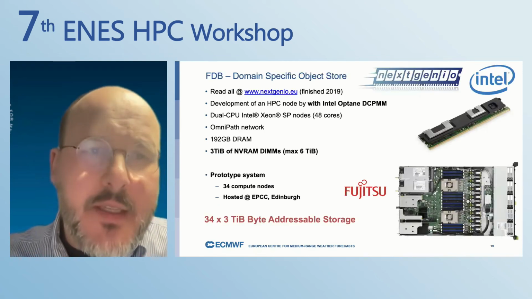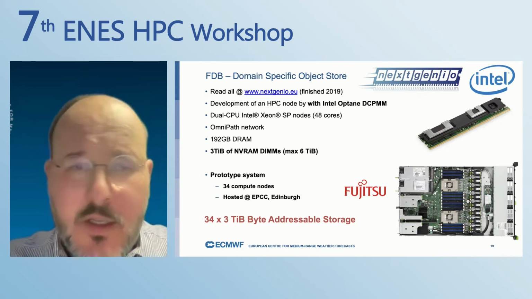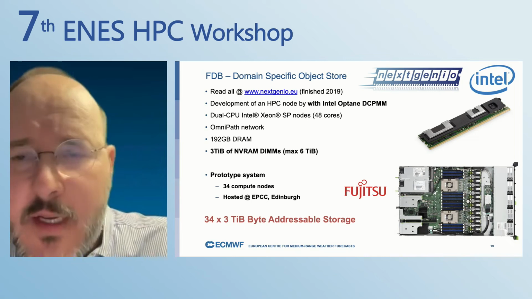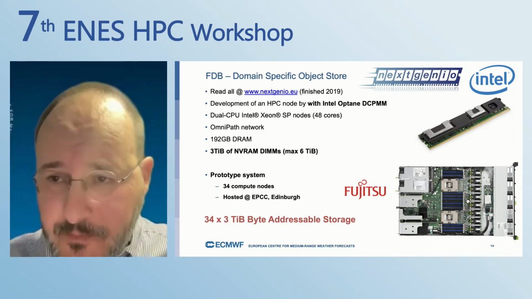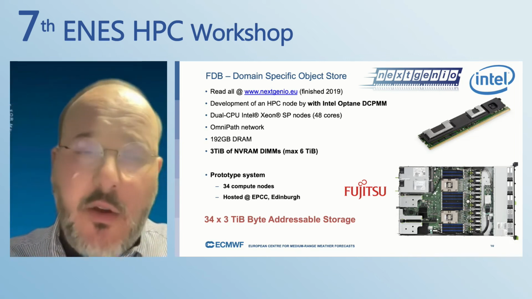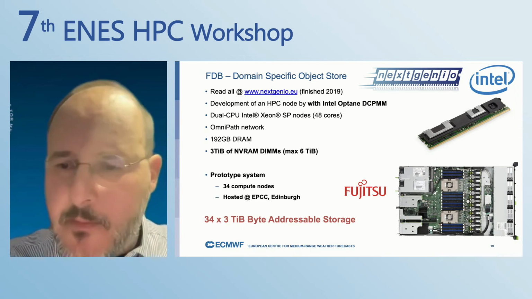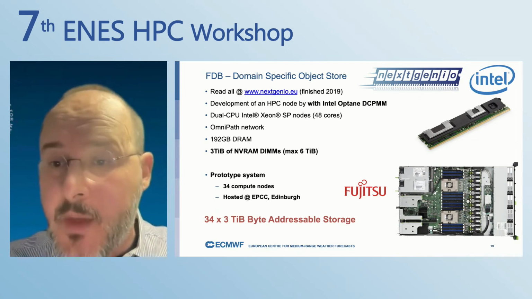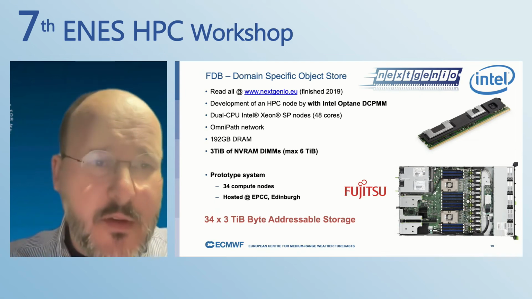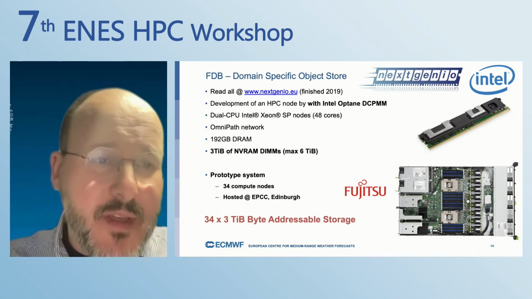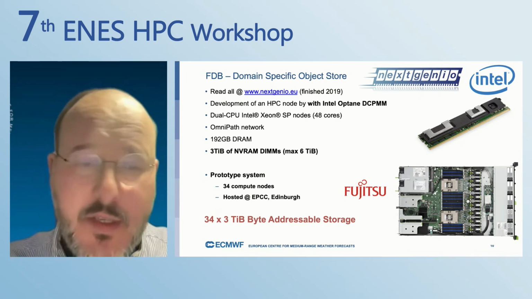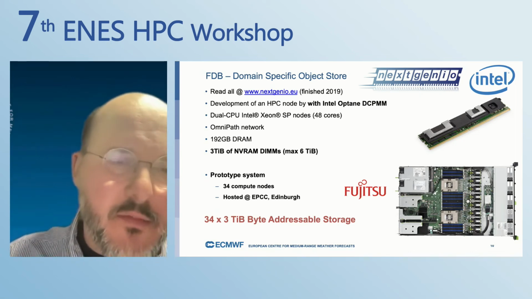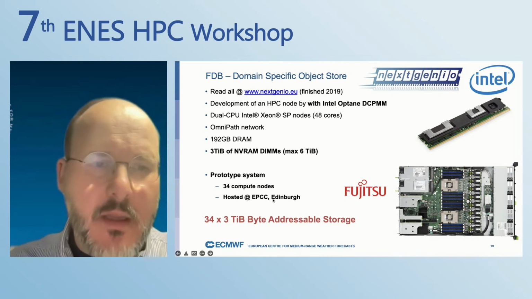So the FDB is basically a domain-specific object store. It's really just for weather and climate. It's the offspring of a European project that finished in 2019, of which Barcelona Supercomputing Center was a partner: NextGenIO. We had access to a very novel architecture at the time, some HPC nodes with NVDIMMs, fresh out of the factories. These nodes are still available. It's a research infrastructure; you can apply to run research there. It's hosted at EPCC in Edinburgh.